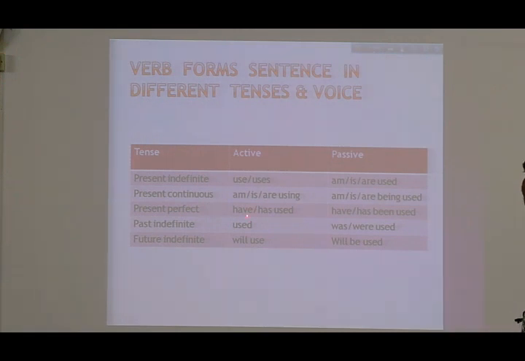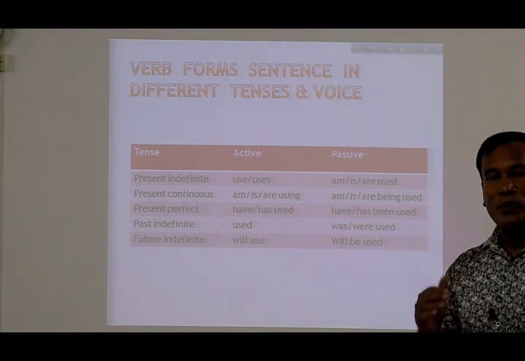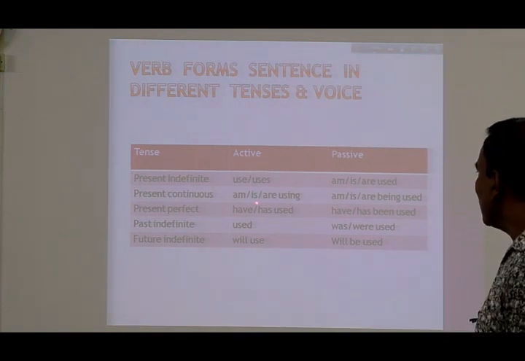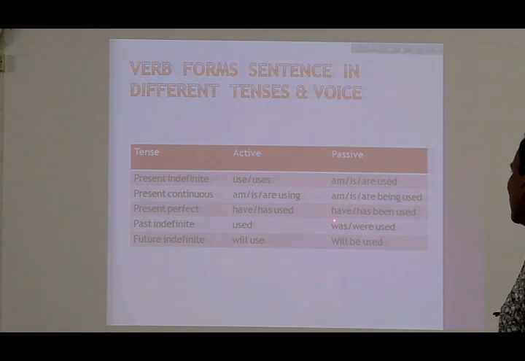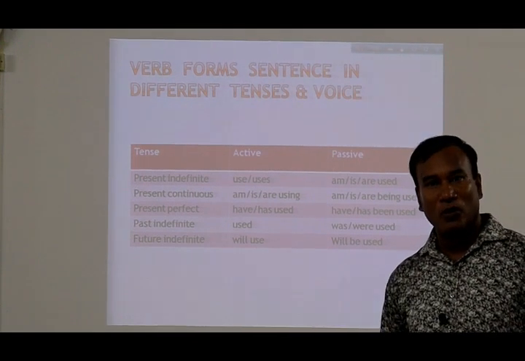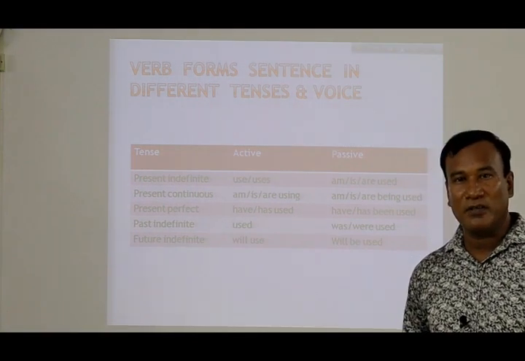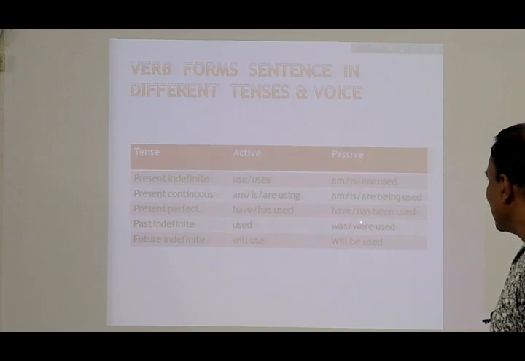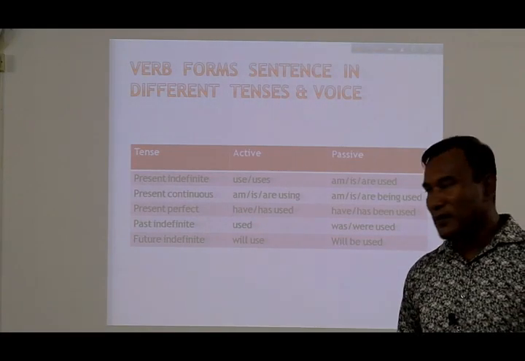Present perfect tense, ব্যবহার করেছি, have/has used, ব্যবহার করা হয়েছে, have/has been used. আমরা রুমটা ব্যবহার করেছি, we have used the room, রুমটা ব্যবহার করা হয়েছে, the room has been used. Past indefinite, ব্যবহার করেছিলাম, used, ব্যবহার করা হয়েছিল, was/were used. আমি কম্পিউটারটা ব্যবহার করেছিলাম, I used the computer. কম্পিউটারটা ব্যবহার করা হয়েছিল, the computer was used.